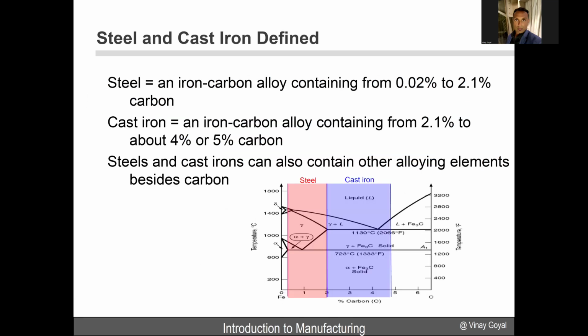So now we can look at steel and cast iron and define them using the phase diagram. If you're in the percentage carbon over here, then we will call this steel. Again, to get to a liquid phase, you need to traverse quite a range of temperatures. And for cast iron, you're looking at higher percentages of carbon. Cast iron can be achieved anywhere between 2% to 5%. Steel and cast iron can also contain other alloying elements.